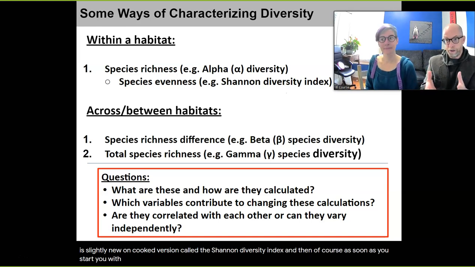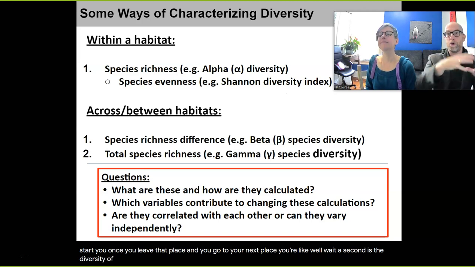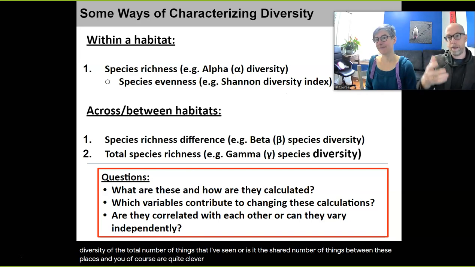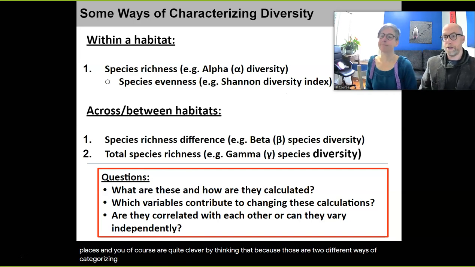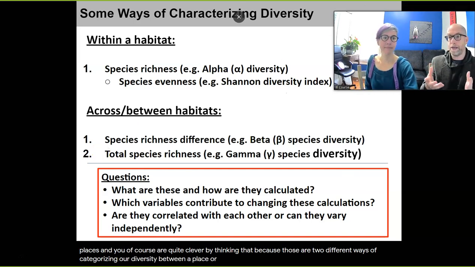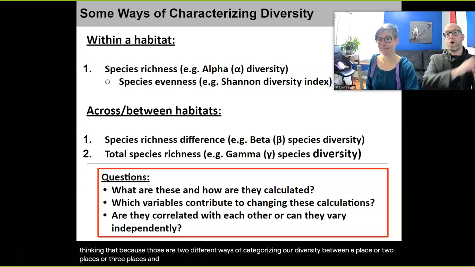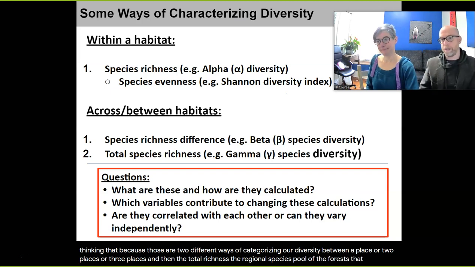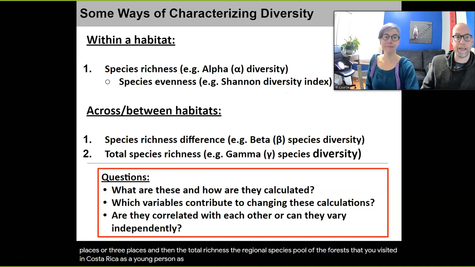Then, as soon as you leave that place and go to your next place, you think, well, wait a second. Is the diversity the total number of things that I've seen, or is it the shared number of things between these places? Those are two different ways of categorizing diversity. Beta diversity is the shared diversity between two or three places. And the total richness, the regional species pool of the forests that you visited in Costa Rica as a young person, is the gamma species diversity.